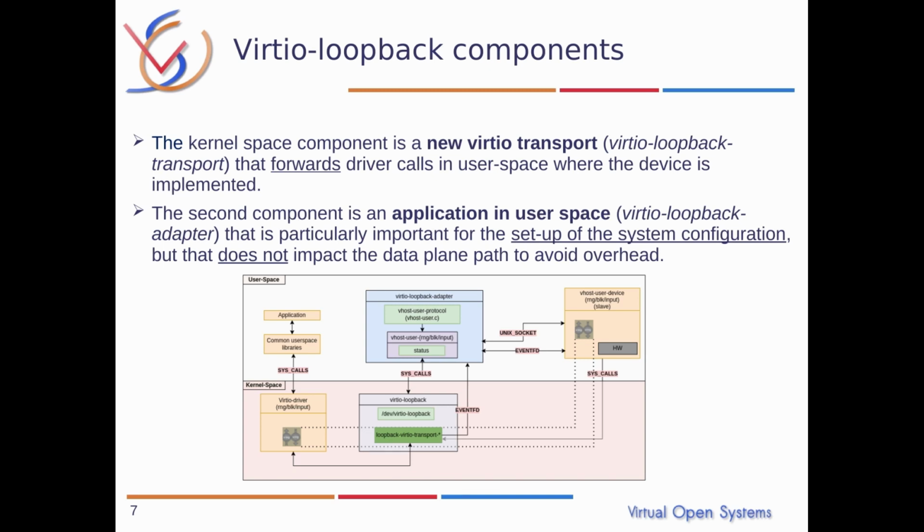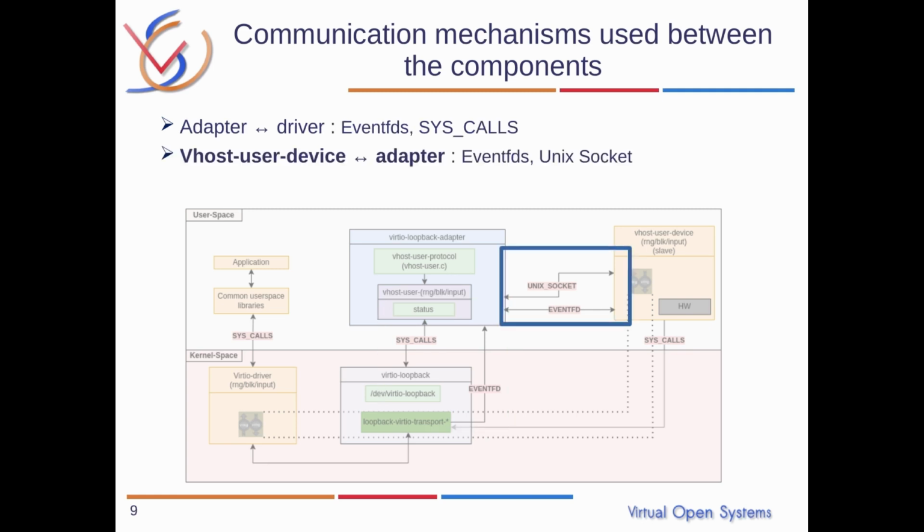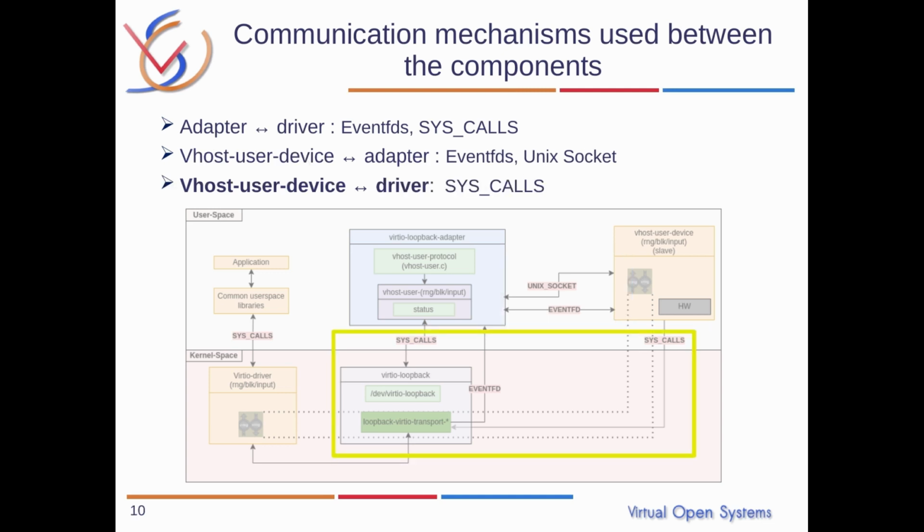In the next slides we are going to spend some time describing the Linux communication mechanisms used between all the components. Between the adapter and the driver, the Linux mechanisms are system calls and event FDs. Between the adapter and the vhost-user device, we use a Linux socket and event FDs to trigger notifications back and forth and exchange messages. Lastly, between the device and the driver, we use system calls such as mmap and event FDs, again to trigger when new data has arrived or been consumed.